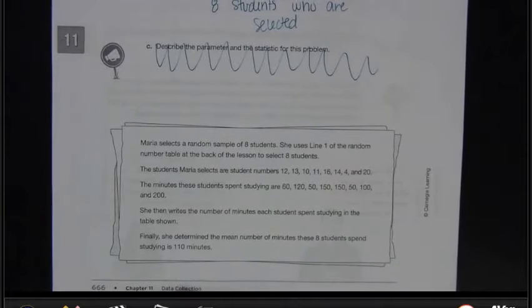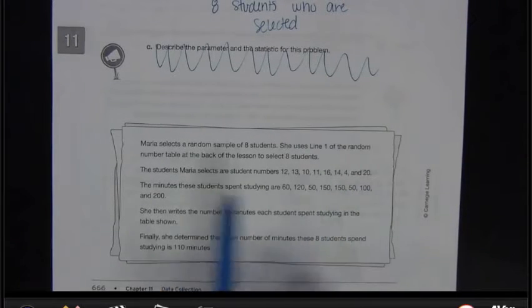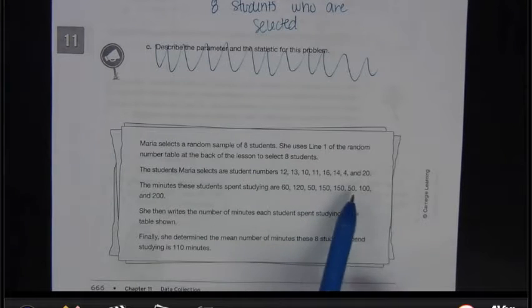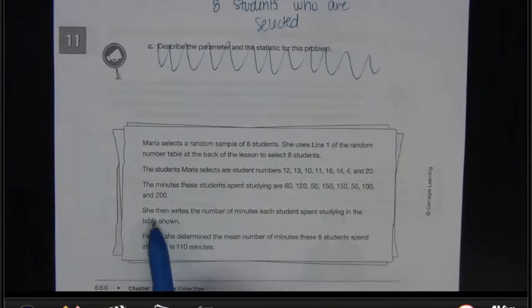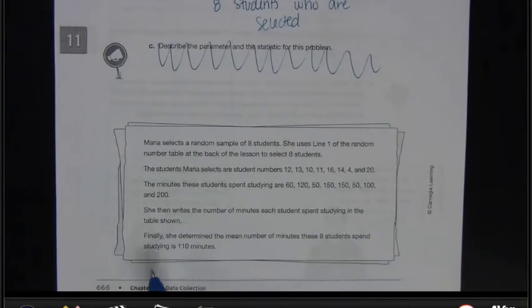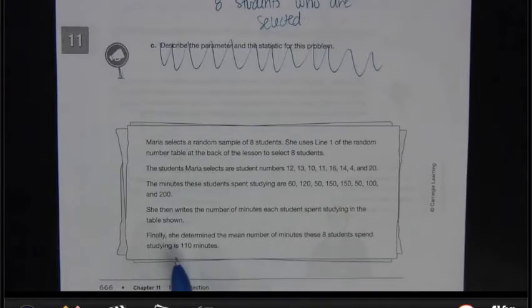Maria selects a random sample of 8 students. She uses line 1 of the random number table at the back of the lesson to select 8 students. The students Maria selects are students 12, 13, 10, 11, 16, 14, 4, and 20. The minutes these students spend studying are 60, 120, 50, 150, 150, 50, 100, and 200. Then she writes the number of minutes each student spent studying in the table shown. Finally, she determined the mean number of minutes these 8 students spend studying is 110 minutes.